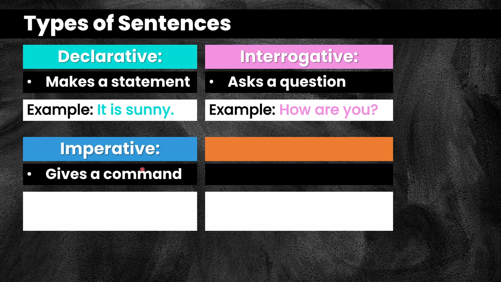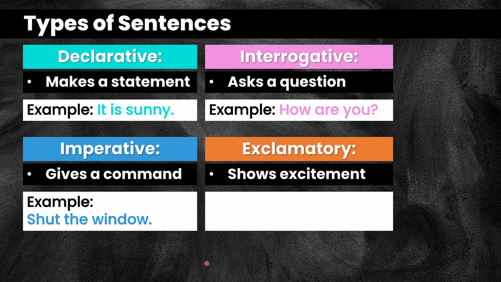We also have imperative sentences, and imperative sentences give commands. For example, shut the window. Go to sleep. Stop talking. Imperative sentences are very common in instructions, in recipes. Teachers and parents are most likely to say imperative sentences when they are giving you instructions or commands.